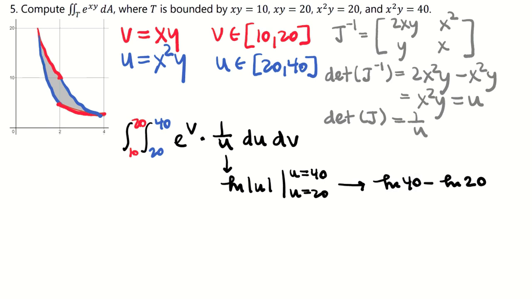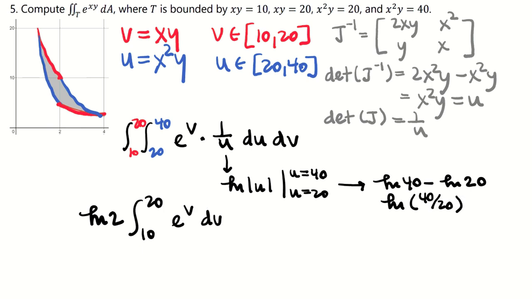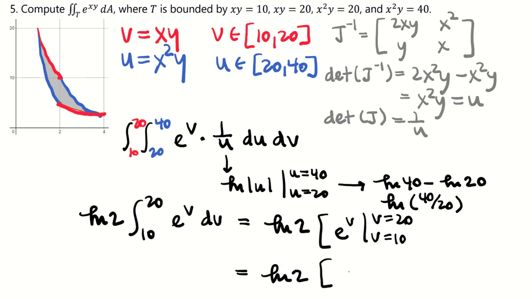If you want to leave it as log of 40 minus log of 20, that's fine. That's what I did in the other one. I didn't even think to hit that one with a log property on that other problem that had this come up. But I'm going to hit this one with a log property to say that this is log of 40 divided by 20, and that's log of 2. So I'm going to have the natural log of 2 multiplied by the integral from 10 to 20 of e to the v dv. And that would be log of 2 multiplied by e to the v as v runs from 10 to 20. This will be log of 2 multiplied by e to the 20 minus e to the 10.